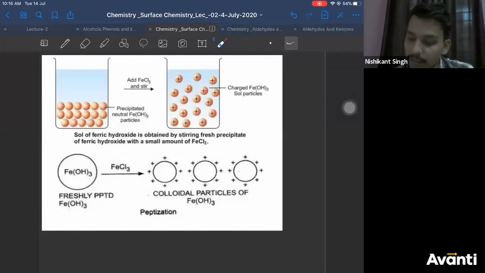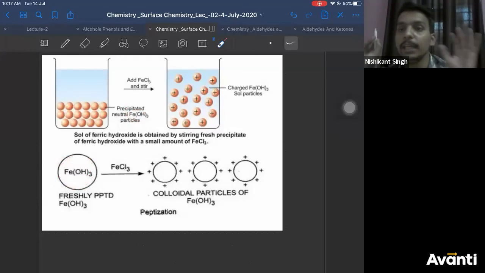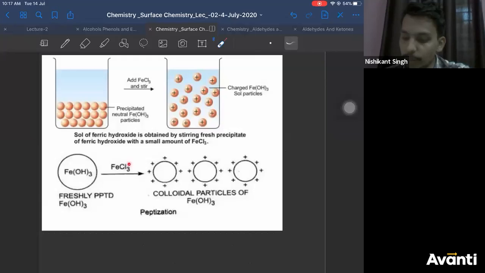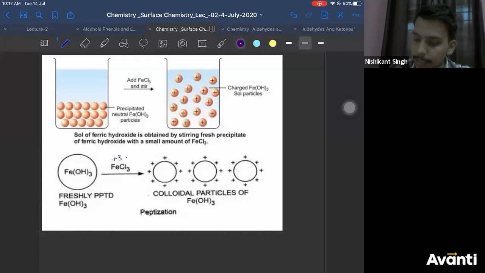How have they got that much charge? So what they must have done, see carefully. This is your FeOH3 precipitate. So usually this is a key point here. It will adsorb that ion of the electrolyte which is common to it. So for FeOH3, which ion will it adsorb? Common ion. So what is the common ion of FeCl3 for FeOH3? Fe3 plus, yes. So it contains Fe3 plus and Cl minus.